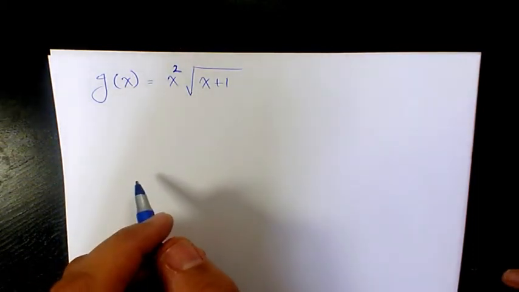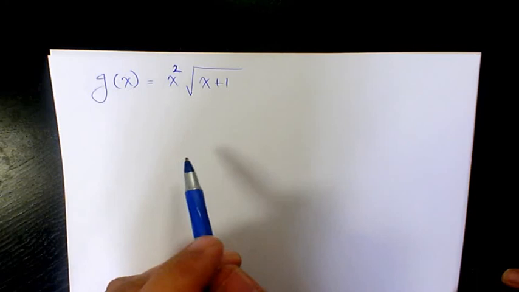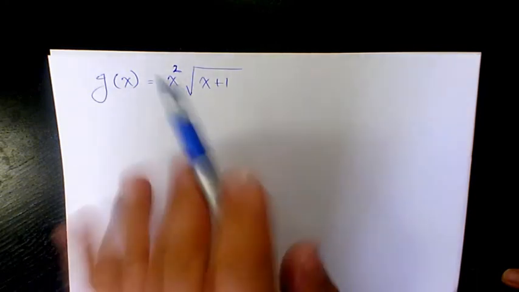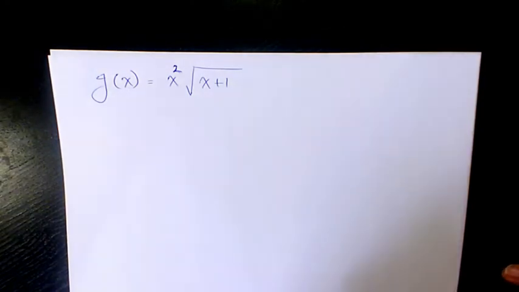Welcome to another video. In this video I want to show you how to find the derivative of x squared times square root of x plus 1. This is the first example. I want to show you two different examples. The second one is more complicated than the first one.